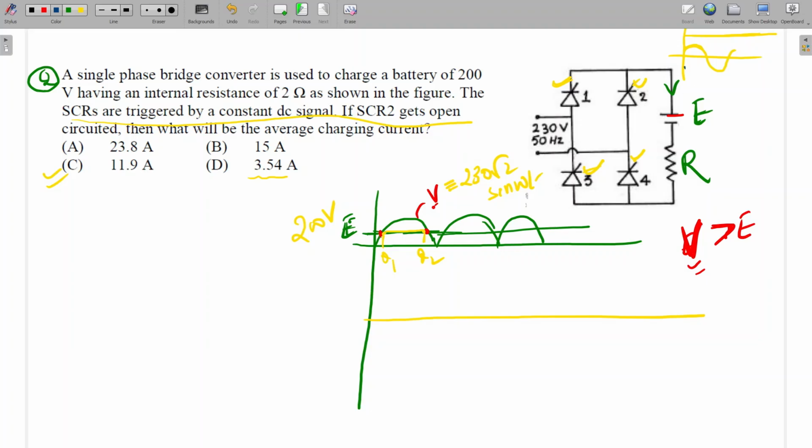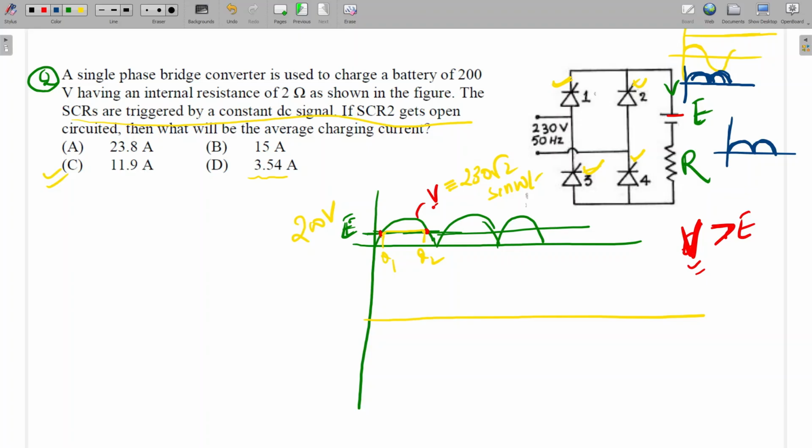E is not there. If E is not there, what will be the output voltage? Output voltage will be like this. If E is not there and all four thyristors get a constant pulse, it will be a diode bridge rectifier. Is it clear?